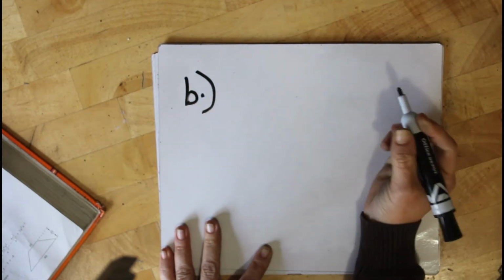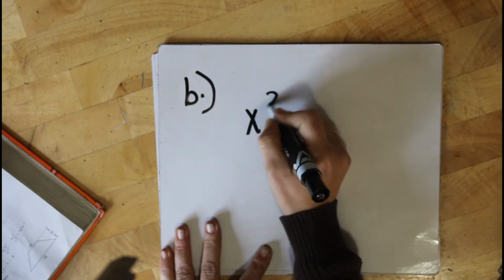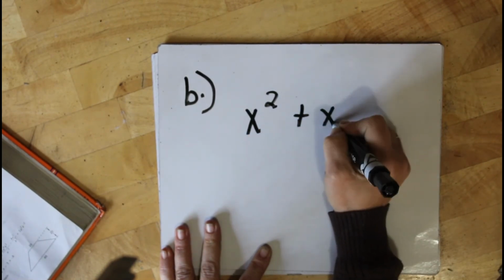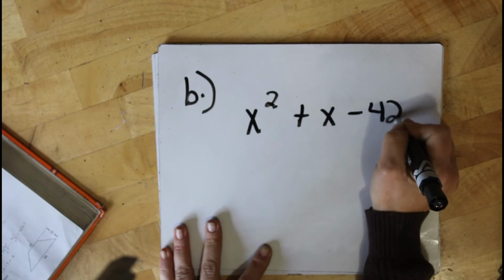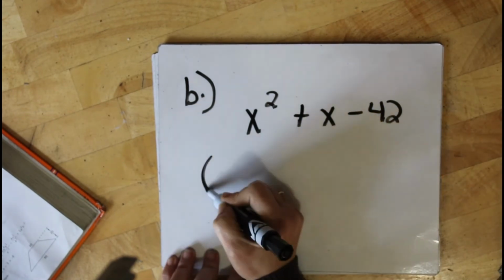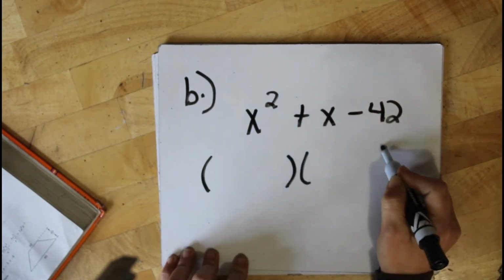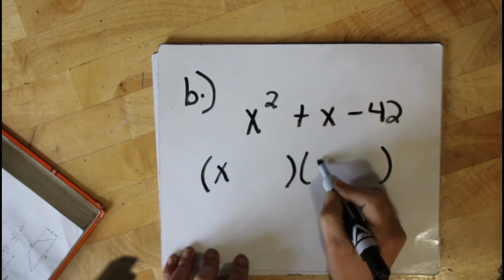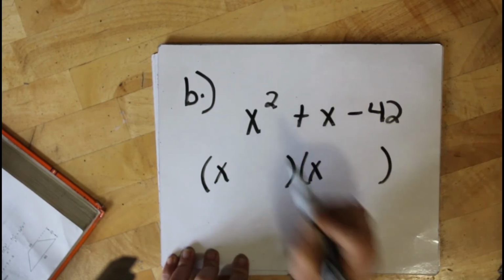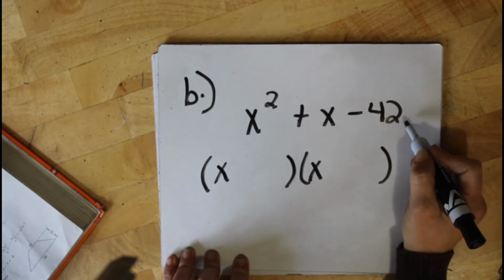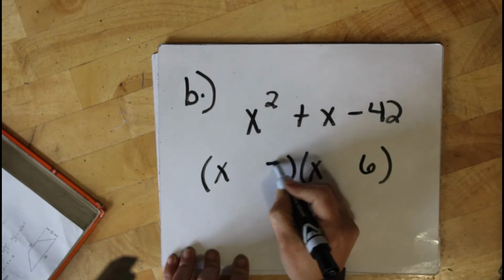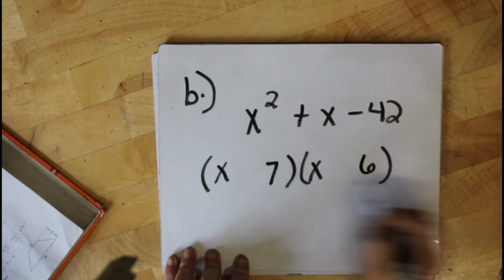B. X squared plus x minus 42. This is just like the other one. We're going to start with parentheses. We're going to put our x's at the beginning because x times x makes x squared. Alright, and we know it's 6 and 7 again. Doesn't matter which order I put them in.